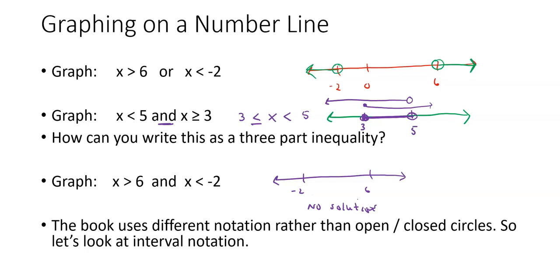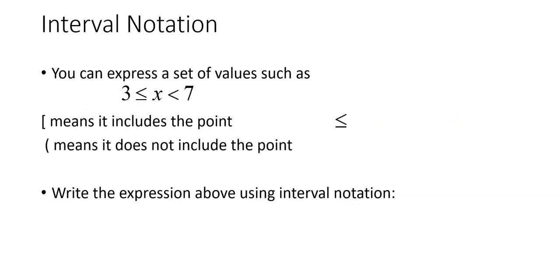Now, rather than open and closed circles, the book uses a little bit different notation. So let's look at interval notation because really that's the type of notation that they're using on the number line. So suppose they had a set of values like x is greater than or equal to 3 and less than 7. Instead of using open circle, closed circle, when we write interval notation, what we do is use a bracket if it includes the point and a set of parentheses if it doesn't include the point. So if it's greater than or equal to, less than or equal to, then we use the bracket. If not, then we use the parentheses.